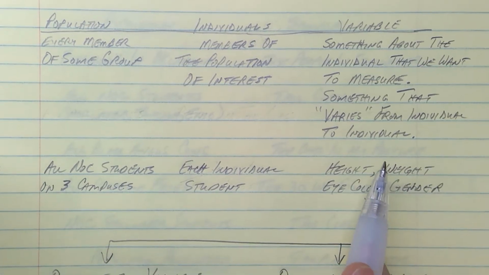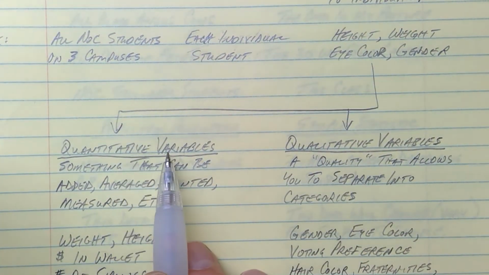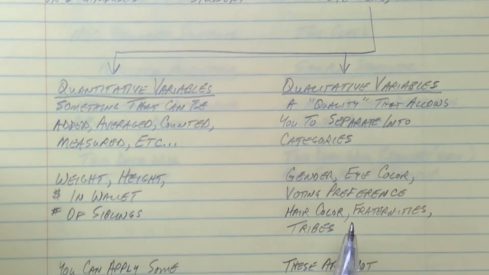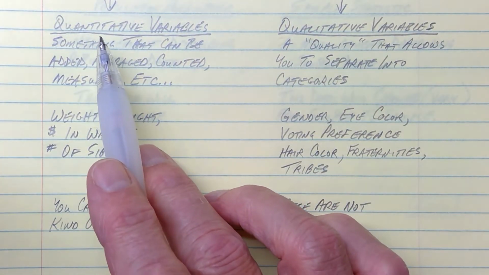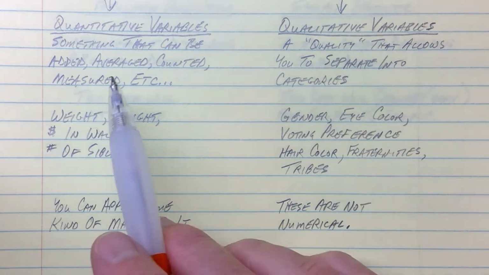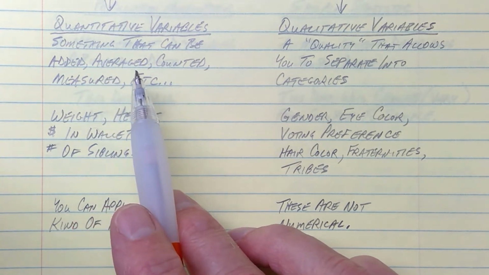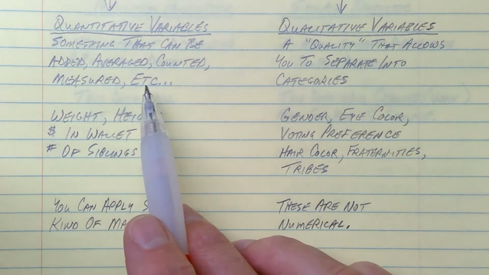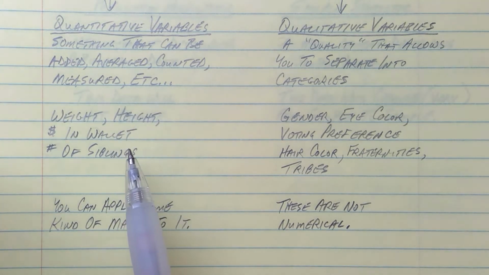Okay, next, as we're looking at these variables, we can break these variables down into quantitative variables and qualitative variables, two different types of variables. Now, quantitative, you can see the word quantity in there. Basically, it's something that you can apply some kind of math to, all right? You can add them up, you can average them, stuff like that. You can do math with it. So it's anything that can be added, averaged, counted, measured, etc. So anything that you can put a measurement to or perform a calculation with.